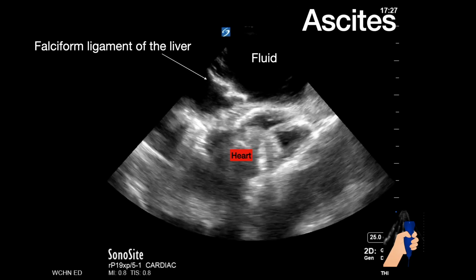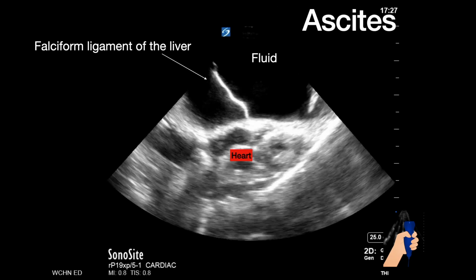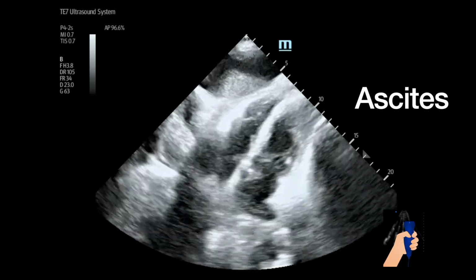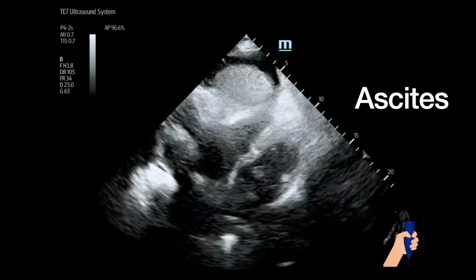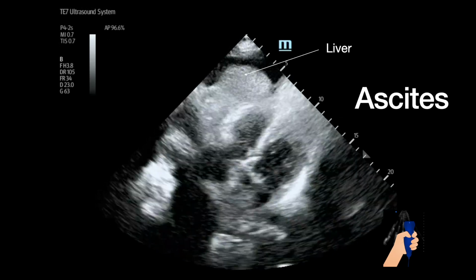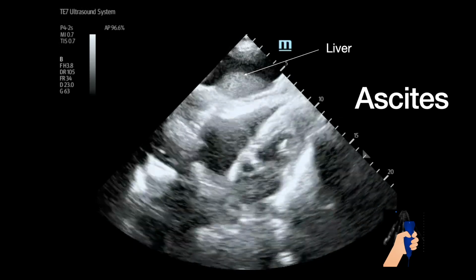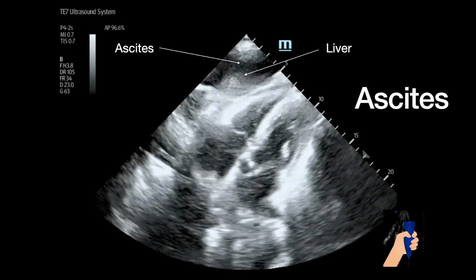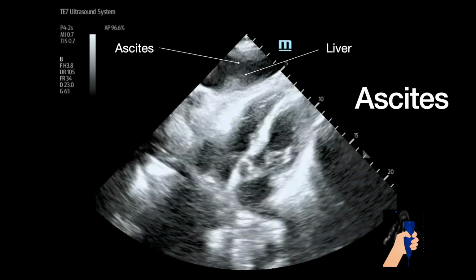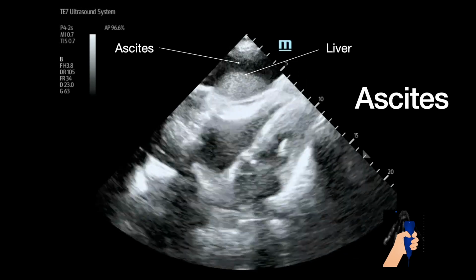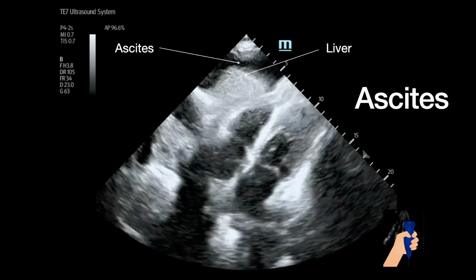And then we can see the same patient after paracentesis. Now you see the liver coming in and out. You can see a lot less fluid. And again, you see the heart in a 4-chamber, subcostal 4-chamber view.